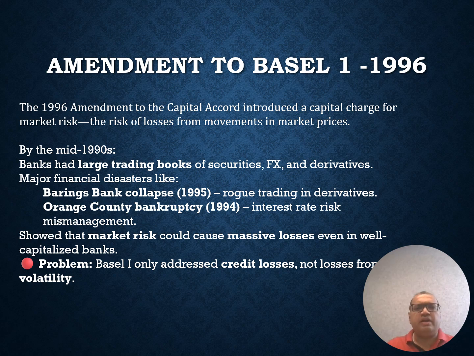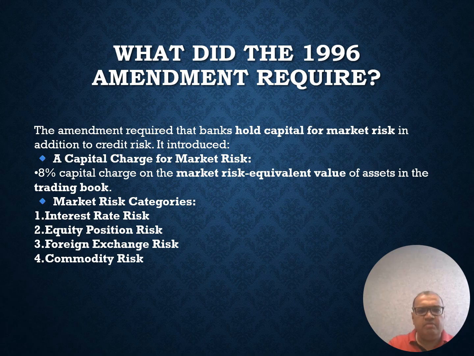So let's talk. In 1996, amendments to the Capital Accord introduced a capital charge for market risk, the risk of losses from movements in market. Basel I primarily dealt with credit risk and only slightly with some derivative exposure. But events like the Barings Bank collapse in 1995 because of a rogue trader and the Orange County bankruptcy, driven by interest rate risk, showed that this was not complete and more needed to be done. As a result, the amendments.